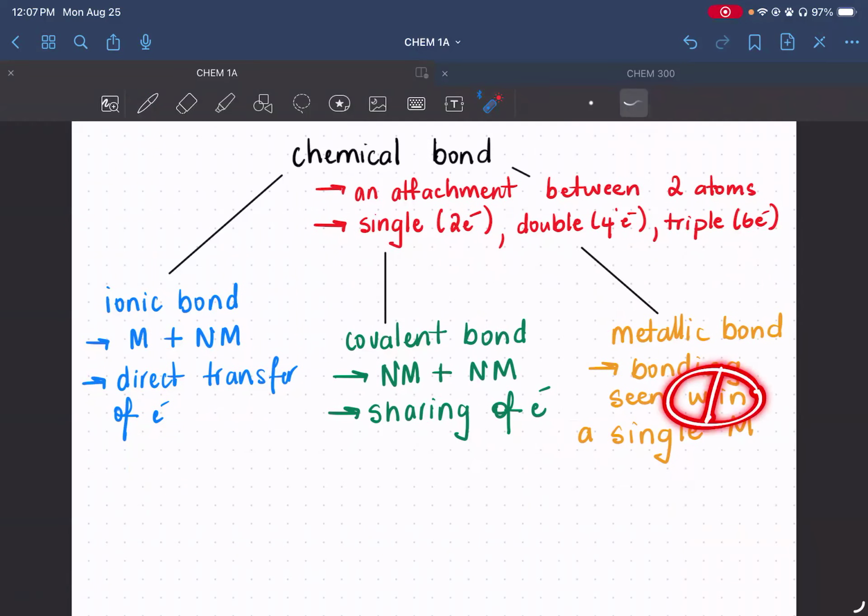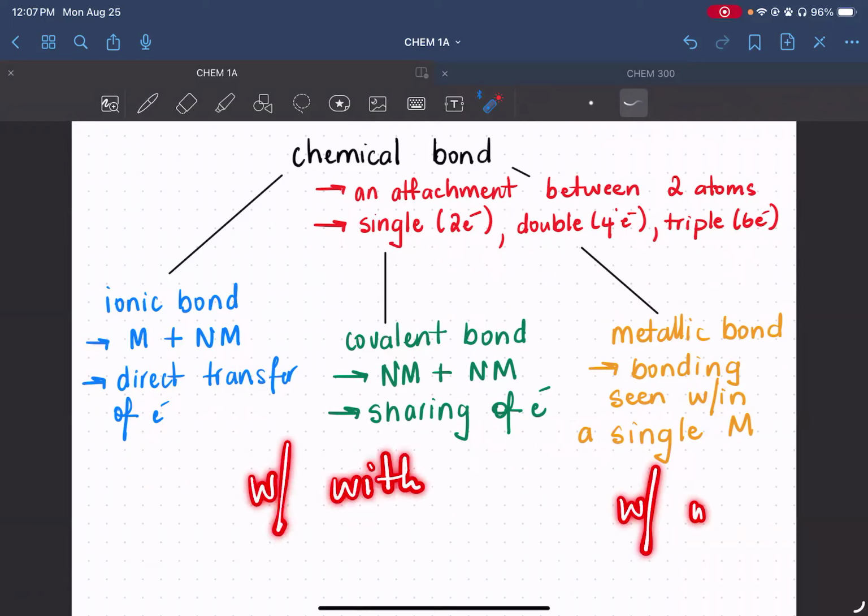That W/in is my shorthand for within. You've probably seen my W/ before. Well, let me write it over here. W/ that stands for with.